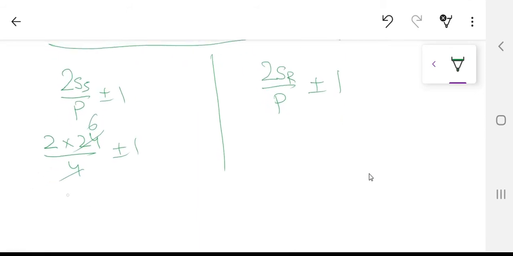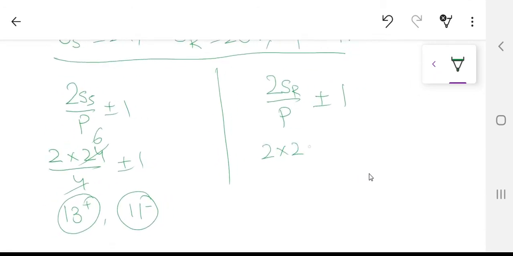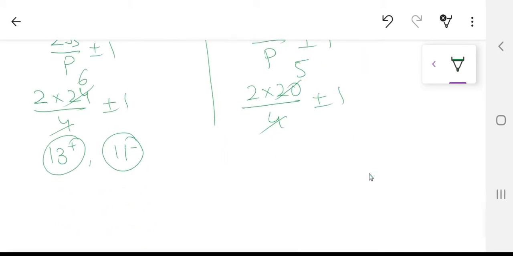So I'm just going to write down the answer. This is 12 plus 1, this is 13th. And 12 minus 1, so this is 11. So this is the 11th and 13th harmonic being produced by the stator slotting. Now if I go to the rotor side, the rotor side has 20 slots, so this will be equal to 2 into 20 divided by 4 plus minus 1. So this is 4 into 5. So this is actually 10 plus minus 1.